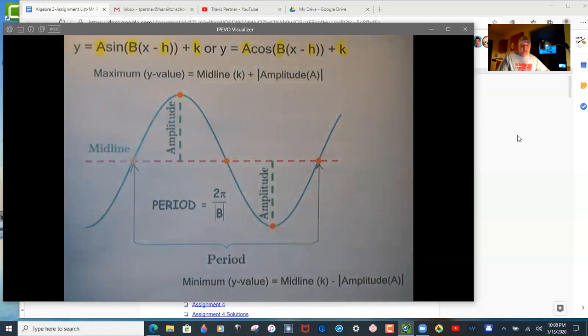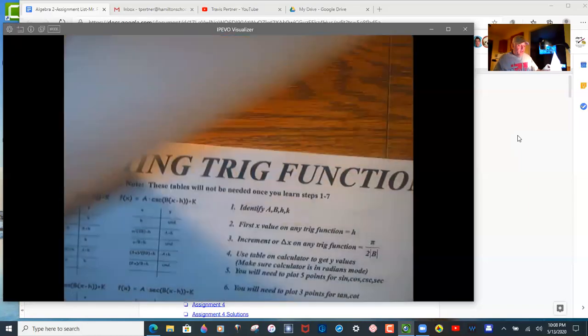So that's a good start. And this is how you calculate the period. This is how you calculate the amplitude, the absolute value of A. And then K is the midline. This is how you calculate the maximum and minimum value. And then H is used in determining points for the graph.